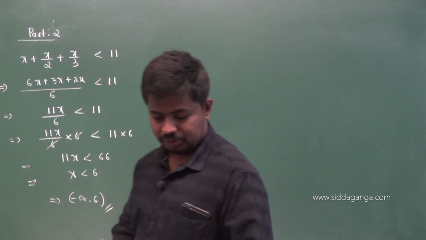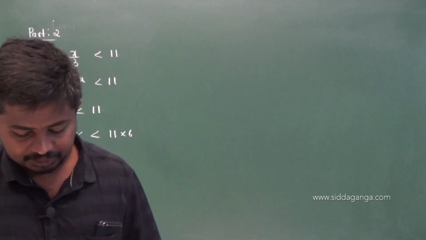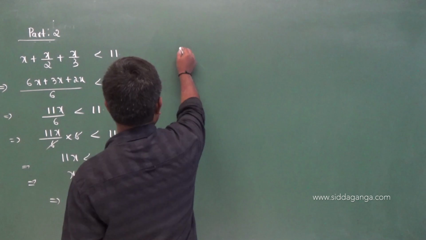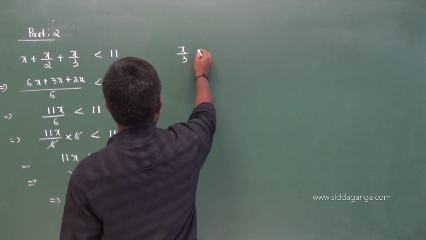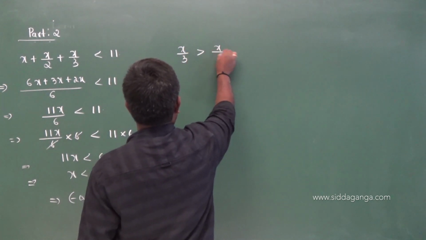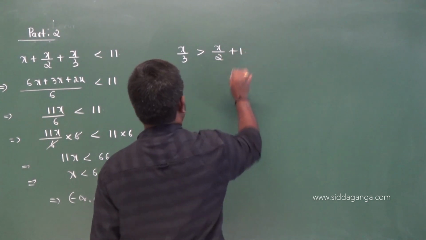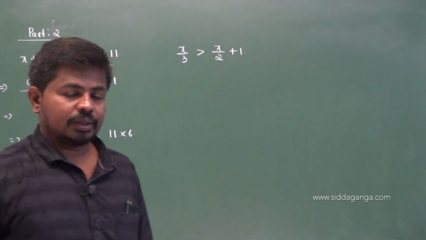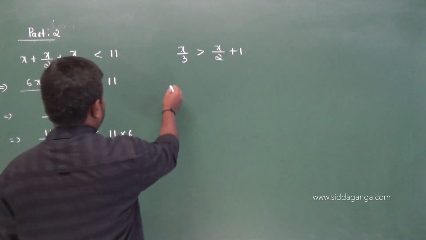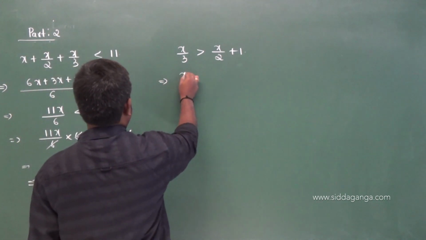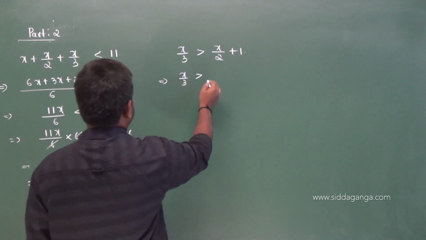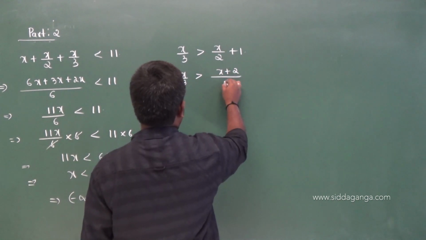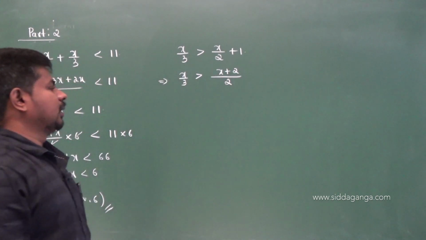Now let's move on to question number 10. x by 3 is greater than x by 2 plus 1. Same as before, I am going to write this as x by 3 is greater than x plus 2 by 2, taking the LCM.